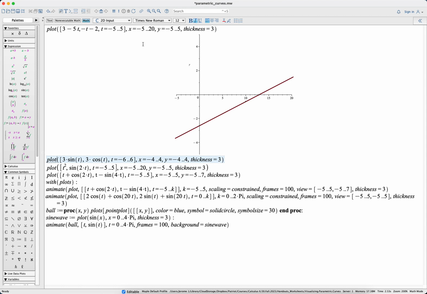And still a slightly different line. If you remember, it has a slightly different y and x intercept there. At least I think it does. Right, so that's the equation of a line. Nothing super special there. Let's look at our next plot.